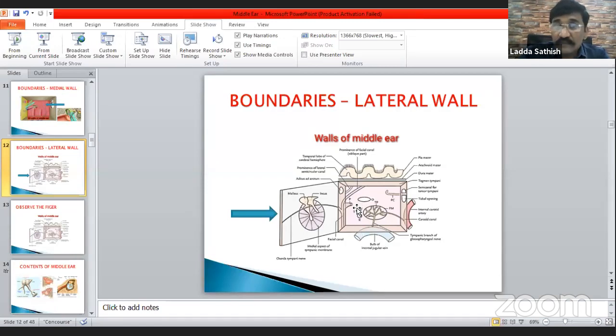So this is the muscle and the facial nerve, which then leaves the skull and gives five main branches. So this is all about the facial nerve.